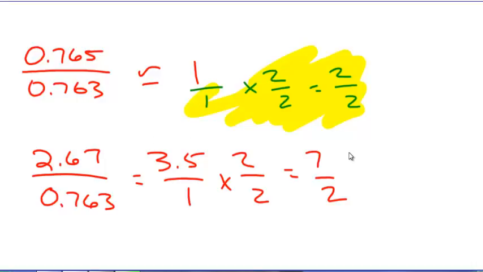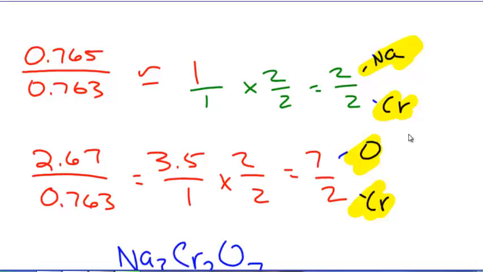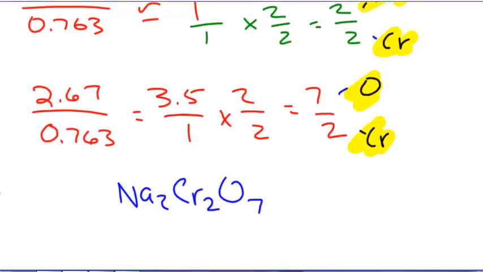Now notice, since I had to multiply by 2 over 2 on this one, I also went ahead and put the 1 over 1, multiplied by 2 over 2, just to remind myself that this top one has to change to a 2 along with the bottom one. And the bottom one in both cases is chromium. The top one up here was sodium. The 7 represents the oxygen. Na2Cr2O7, sodium dichromate.